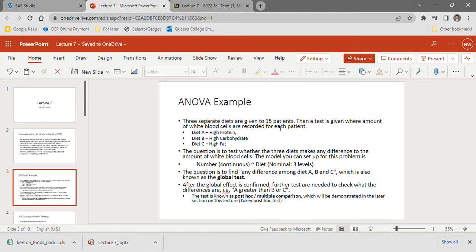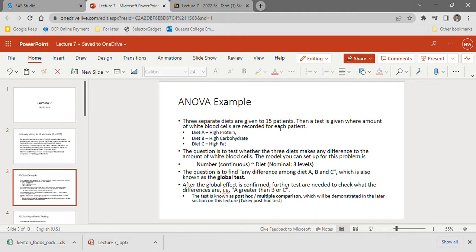Just giving you guys an example here. I'm not saying that there's any correlation between diet and white blood cell counts, right? This is just a scenario to help paint the picture. But the question is to test whether the 3 diets make any difference to the amount of white blood cell count, right? So the way that you set up this model, or the way that you understand this model, is you have a continuous variable, a number, right? And then you have diet, which is nominal, or categories, right?